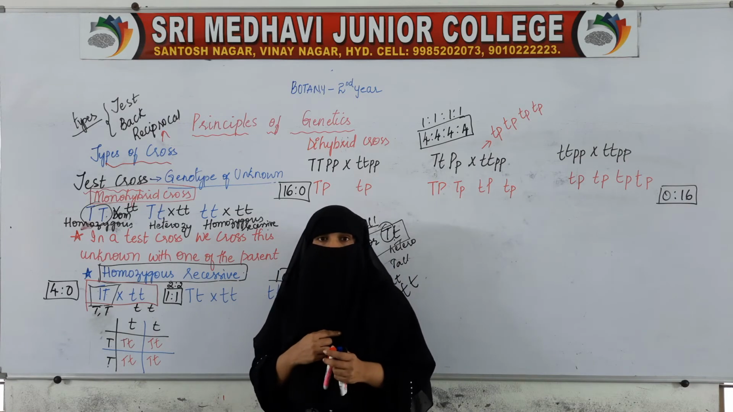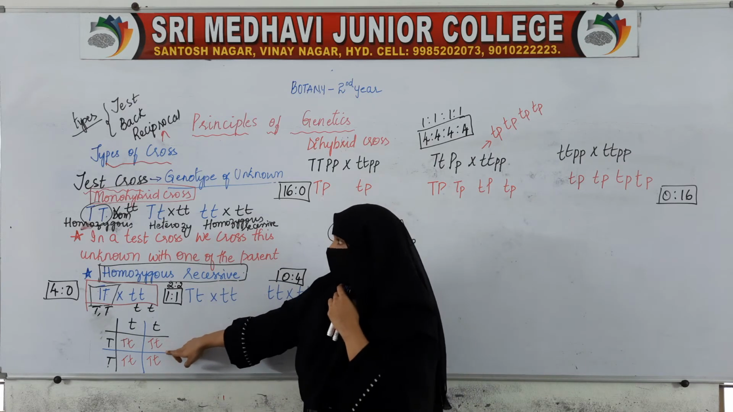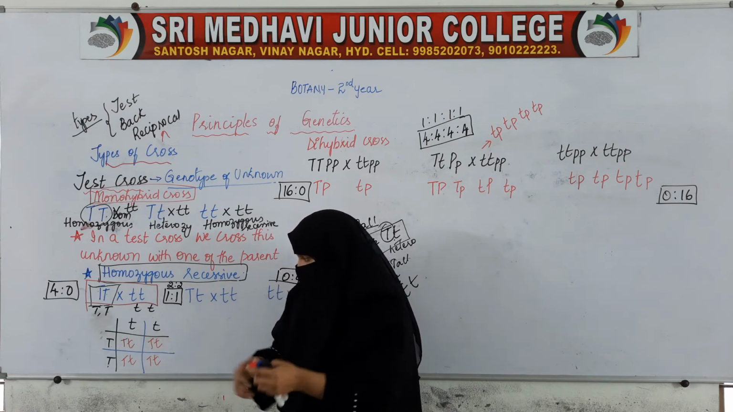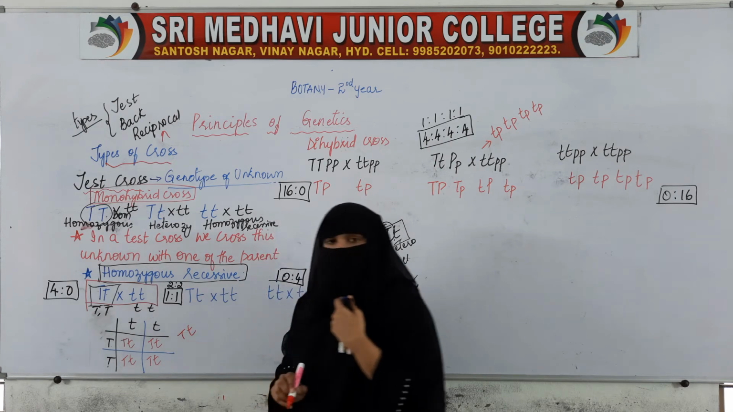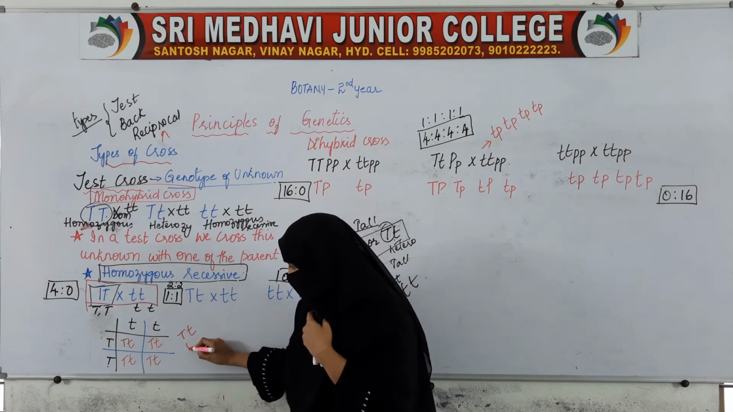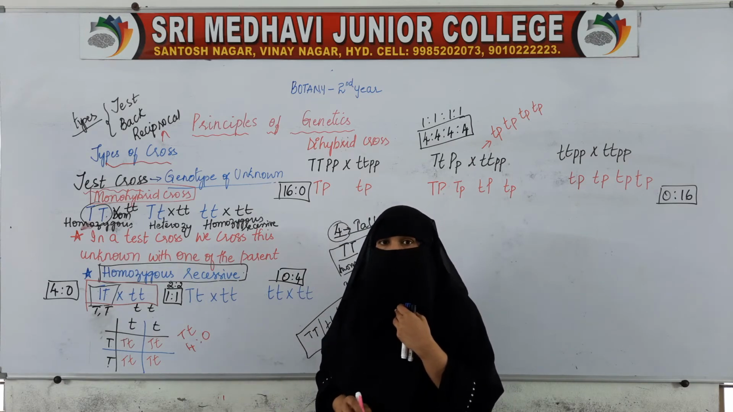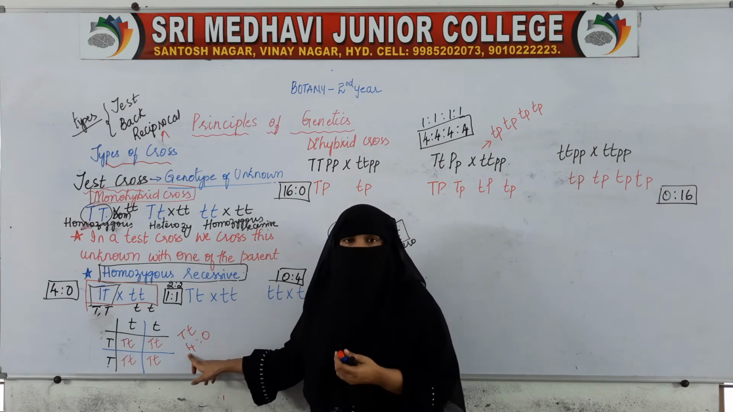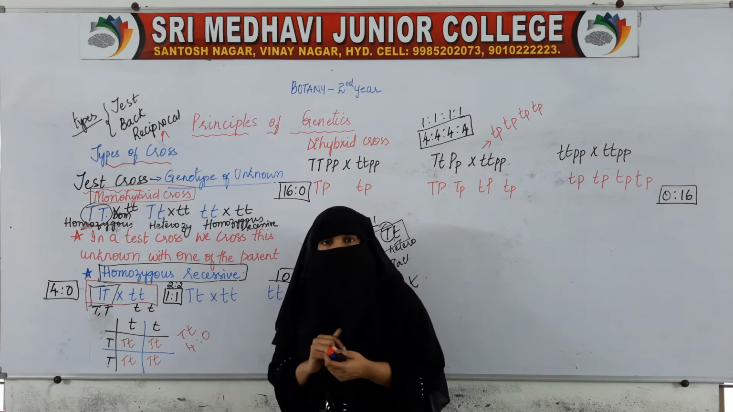4:0. The ratio is 4:0, because all of them are heterozygous. All of them are capital T and small t. So there is no other. Why? Because T is the dominant. So the ratio which we get is 4:0.